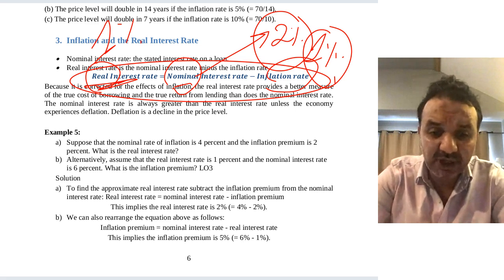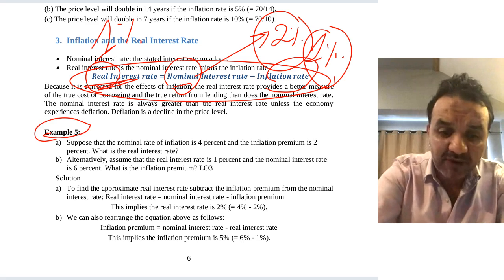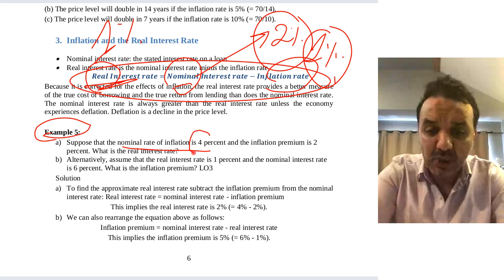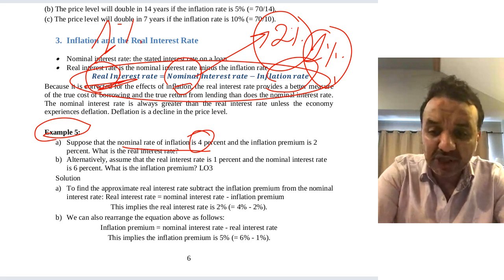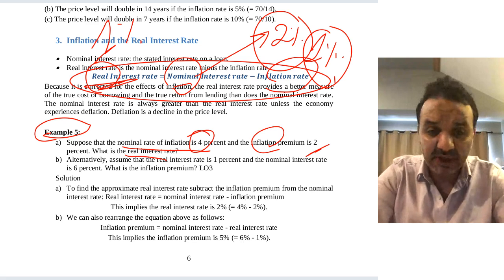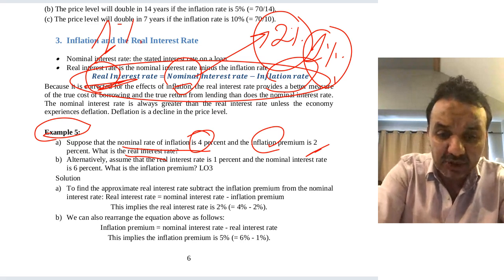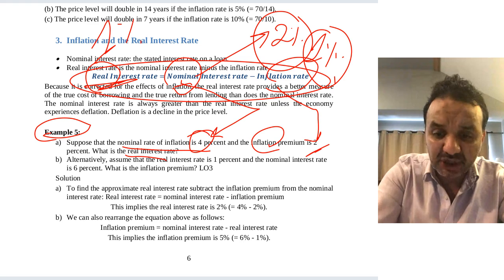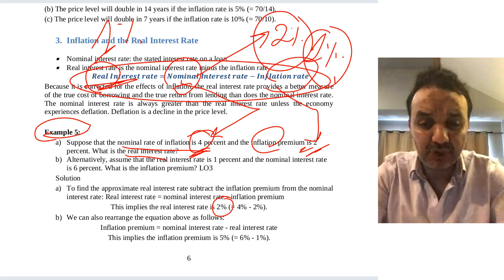Let's see question number 5. Suppose that the nominal rate equals 4%. Inflation premium, which is inflation, equals 2%. What will be the real interest rate? I think this is easy. Just plug in the numbers. Nominal is 4%. Inflation is 2%. So 4 minus 2, and this will give you the answer. The real interest rate equals 2%.